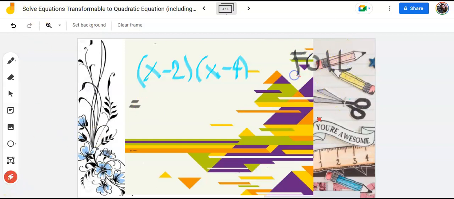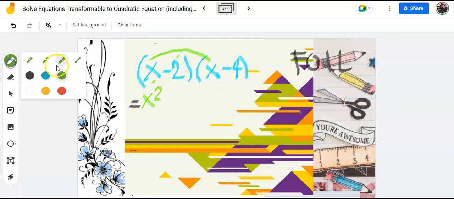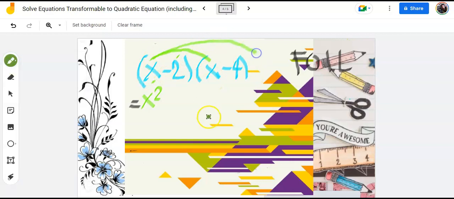So F stands for first term. I-multiply ang mga first term, x ug ang x, okay? So x times x is x squared. Unsa man na ang O? O is outer terms. Ang mga outer terms, we have x o ang negative 4. So, x times negative 4.